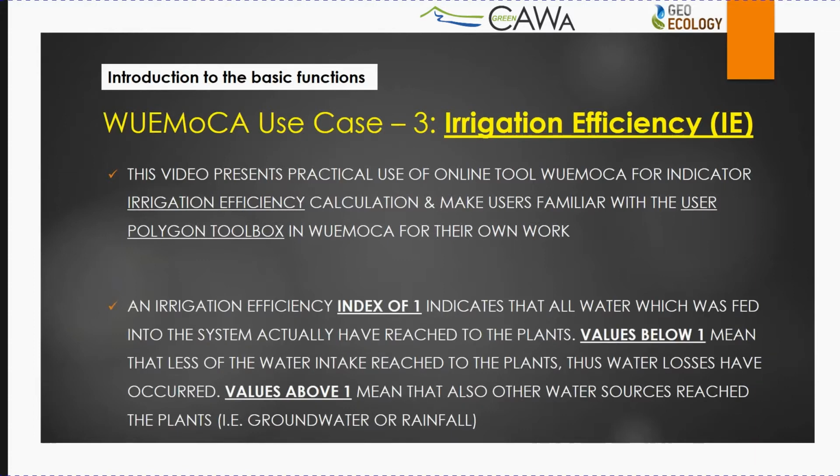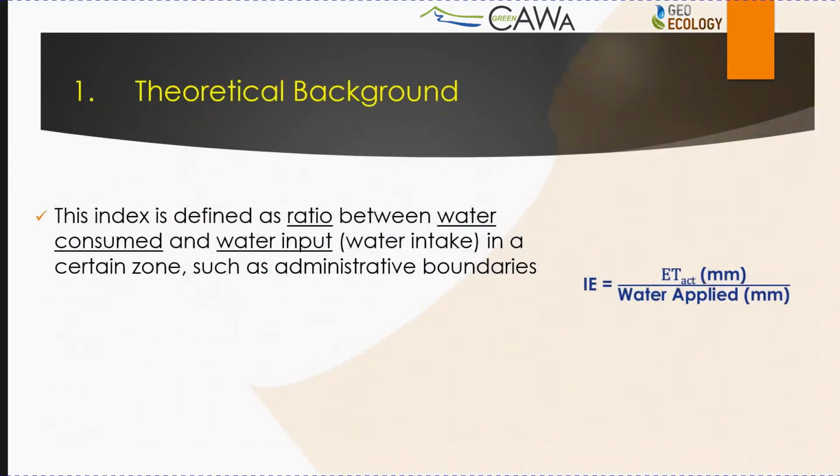An irrigation efficiency index of 1 indicates that all water which was fed into the system actually has reached the plants. Values below 1 mean that less of the water intake reached the plants, thus water losses have occurred. Values above 1 mean that also other water sources have reached the plants, for example from groundwater or rainfall. This index is defined as the ratio between water consumed and water input in a certain zone, such as administrative boundaries.